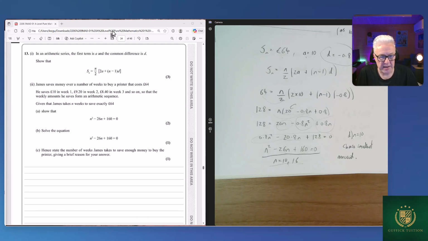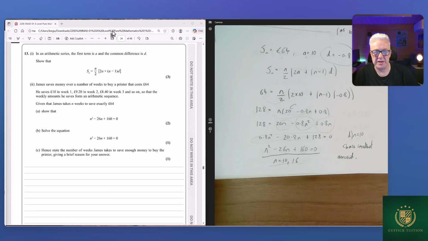And it says, hence, state the number of weeks that James takes to save enough money to buy the printer, giving a brief reason for your answer, 1 mark. Well, we've got 2 options, either 10 weeks or 16 weeks. If James has already saved enough by 10 weeks, then that's absolutely fine. So the smaller value is the one that makes the most sense. And especially because James is reducing the amount that he saves each week, there's going to come a point where James starts saving negative amounts of money, which would make no sense. So it's going to be n equals 10. The first value is the one that we want.